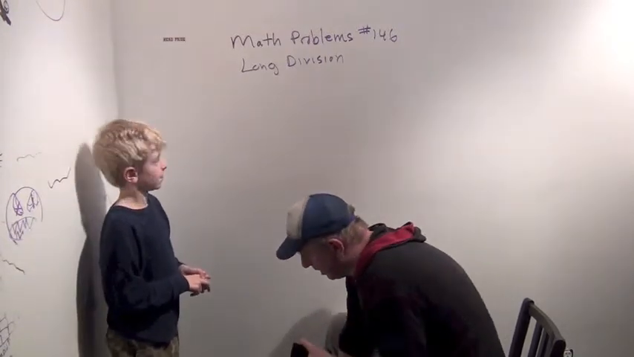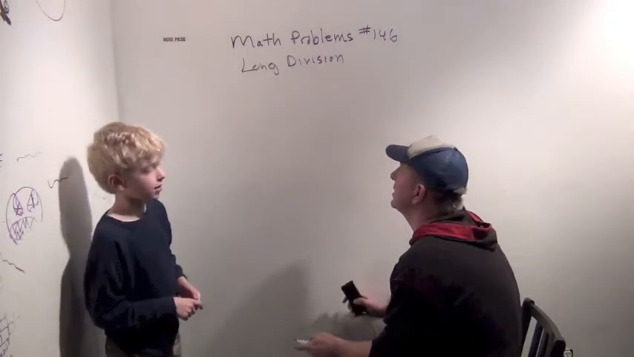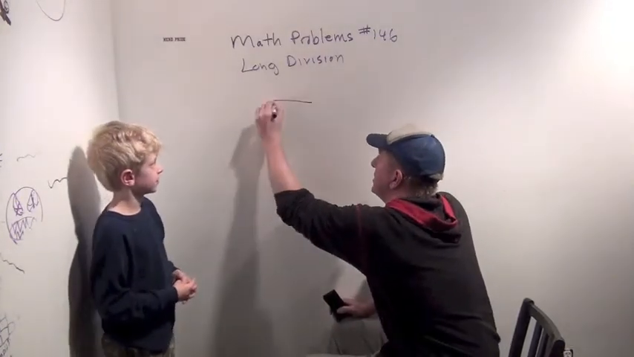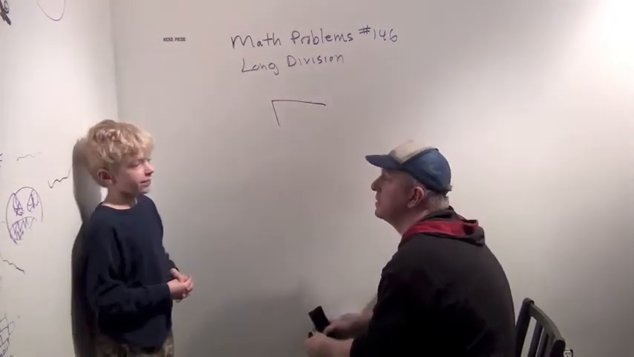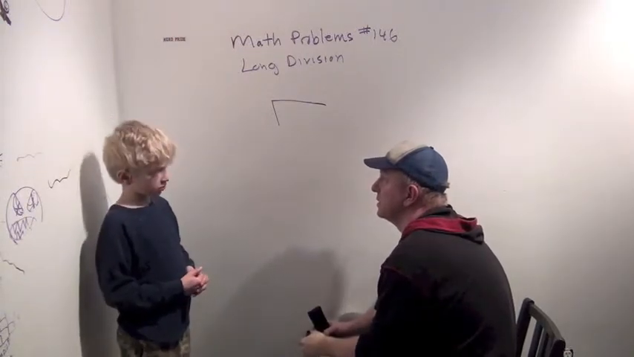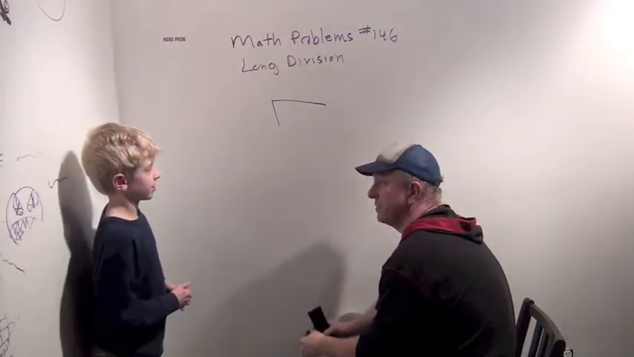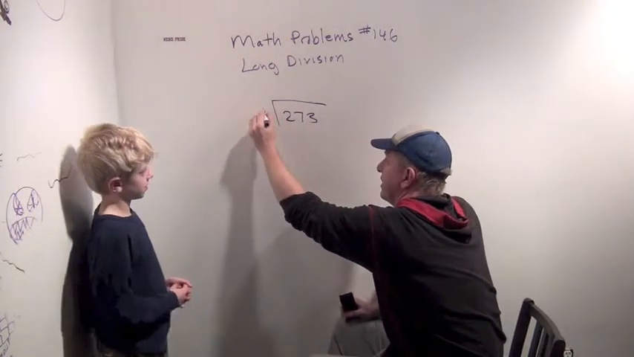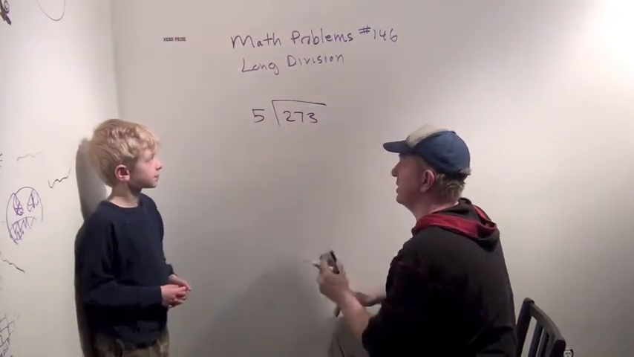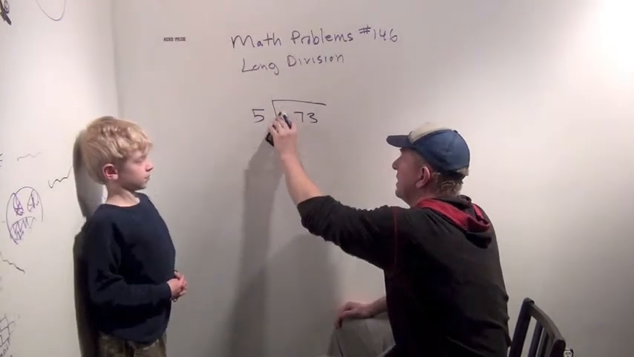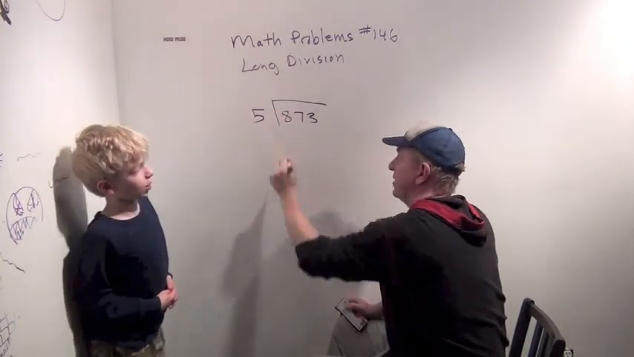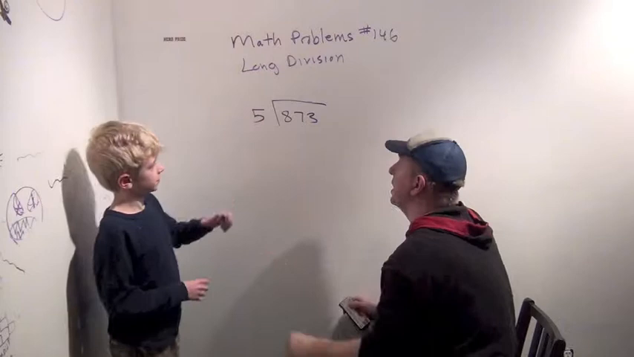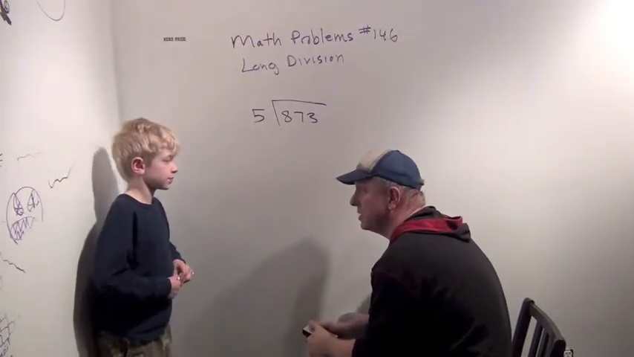I want you to make up a problem and we'll just do it. So just give me like a 3-digit number divided by a 1-digit number. Maybe 273. You mean 273 divided by 5? Yeah. Okay. 273 divided by 5. And you know what? I'm going to change it just so we get one little extra step. I'm going to make it 873 divided by 5. Okay. How would you do this problem?